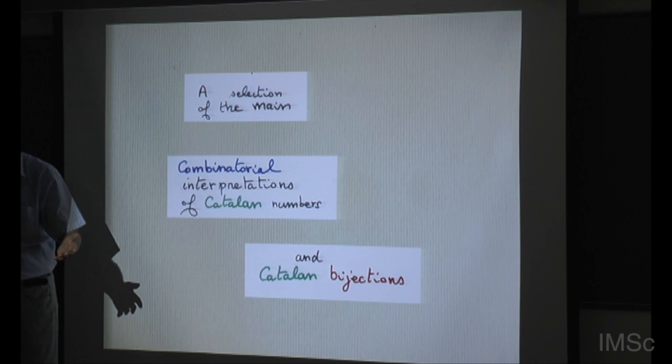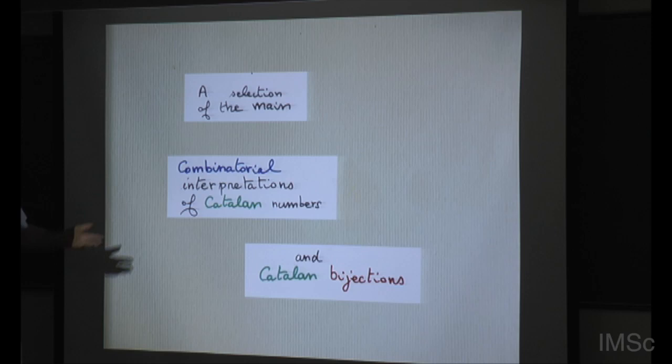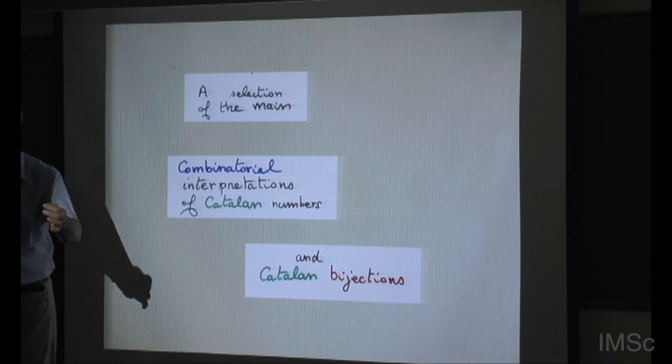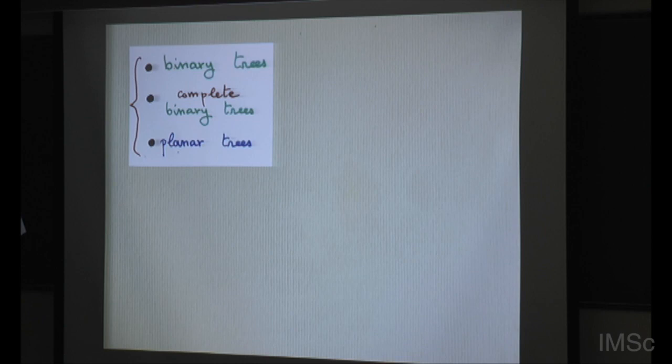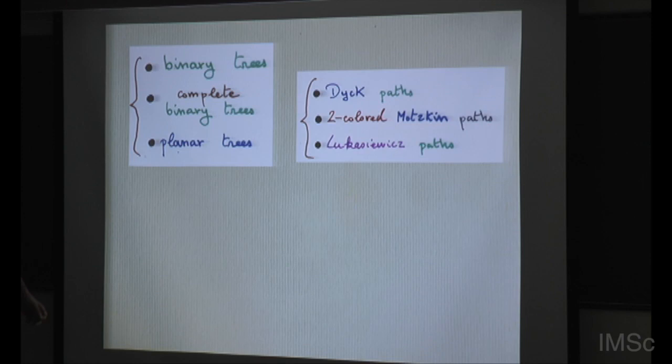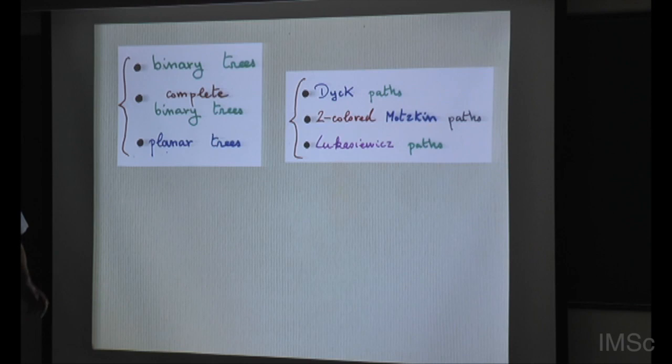And also I have selected some of what I call the principal grammatical interpretations of Catalan numbers. And there are some other interpretations, but they are very close to these main interpretations. So in this class today, I will give 9 main interpretations. There will be 3 interpretations in terms of trees: binary tree, complete binary tree, and planar trees. And there will be 3 interpretations in terms of paths: the Dyck path, the two-colored Motzkin path, and the Lukasiewicz path. All of this is enumerated by Catalan number.